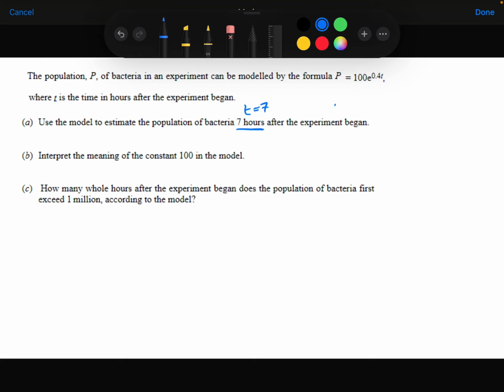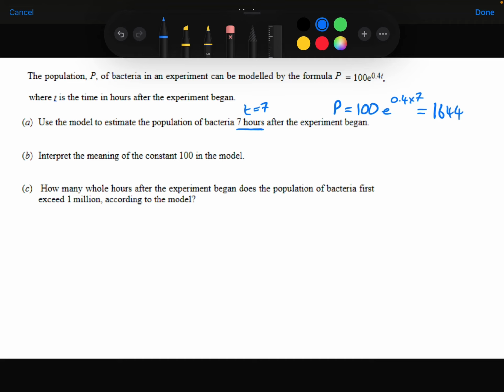So if we substitute 7 into our formula, into our model, we've got 100 times e to the power of 0.4 times 7. And substituting that into your calculator, we get 1,644. And then I'm going to leave my answer like that to the nearest whole number for the population of bacteria. So that's my answer for part A.